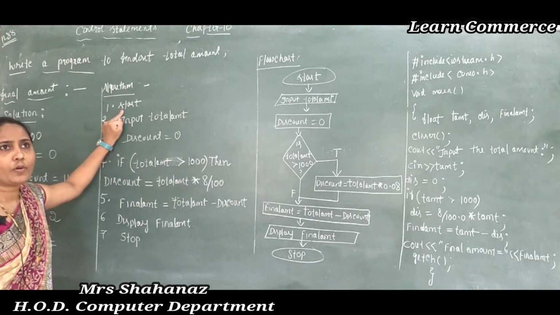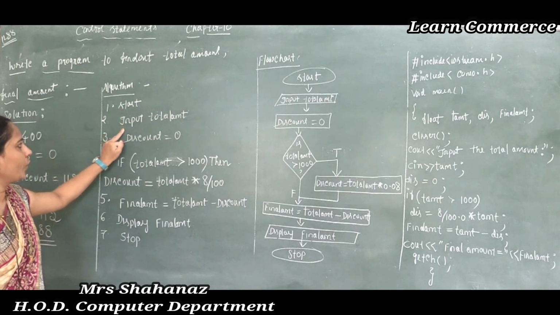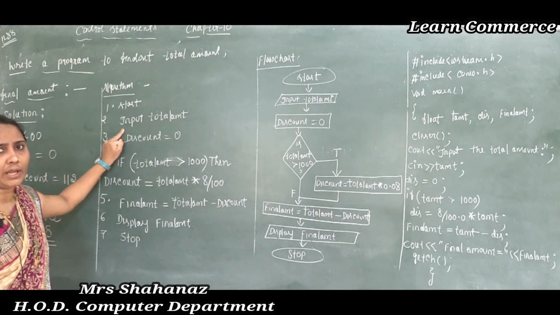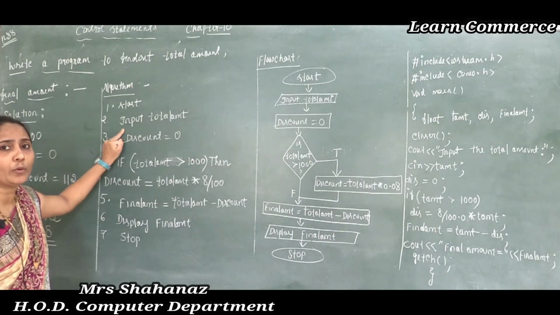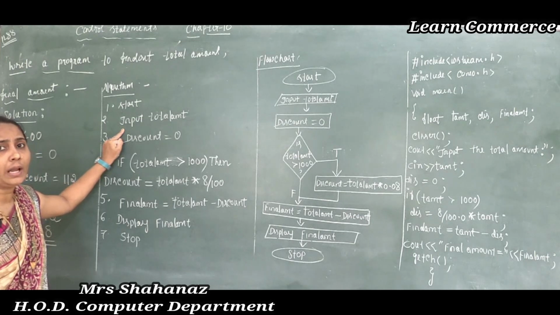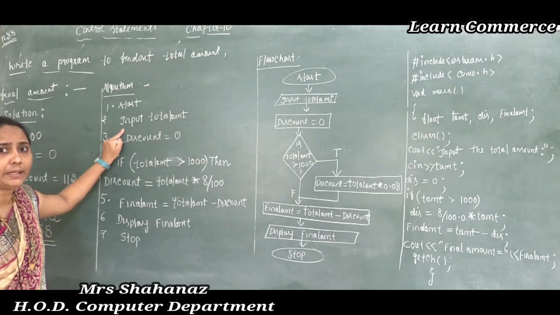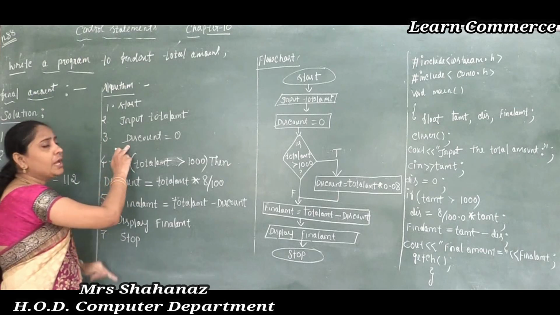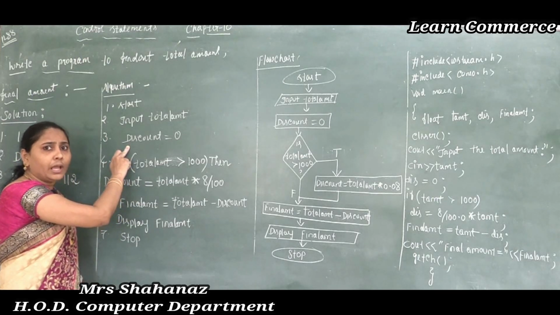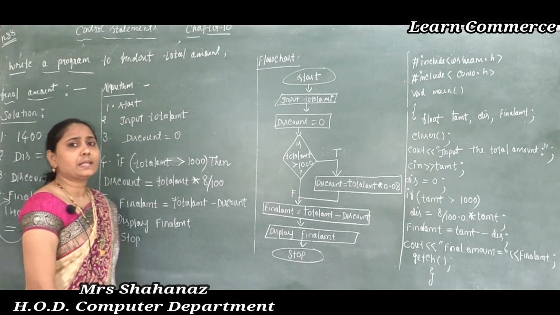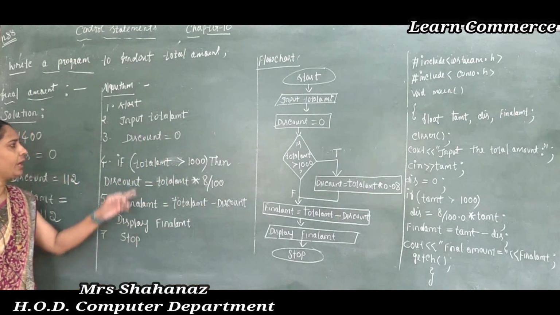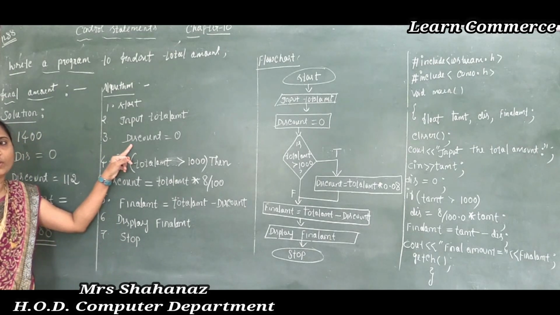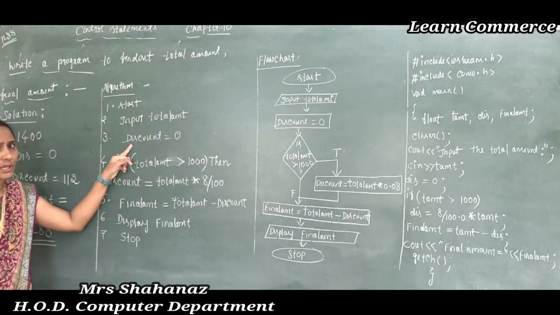As we know, the first point is start, and the second point is input the total amount. Before writing any program, we must input the total amount. So inputting the value to the variable total amount, as we can write as a comment line. Next, it is just the assumption: if the total amount of the bill is less than 1000, then no discount is allowed here. So the discount value is equal to 0. Clear this point here.